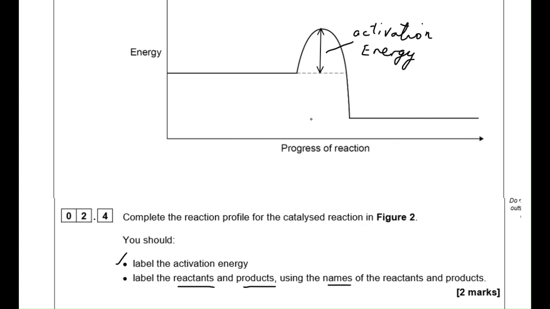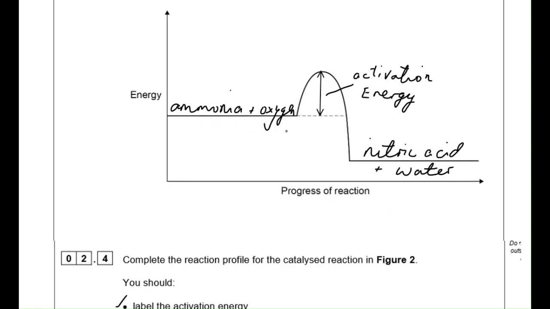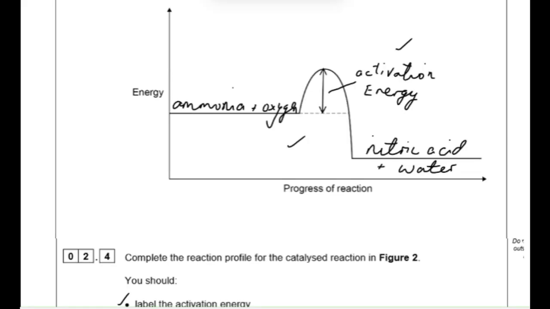If we go up into the question, there's something here that will help us. There's the word equation, and the ammonia and the oxygen, they're the reactants. The water and the nitric acid, they're the products. So we simply copy those onto the profile. Remember, reactants go on the left, so ammonia plus oxygen. Products go on the right, nitric acid and water. So we'll get a mark for labelling the activation energy correctly, and we get a mark each for the reactants and products labelled correctly.